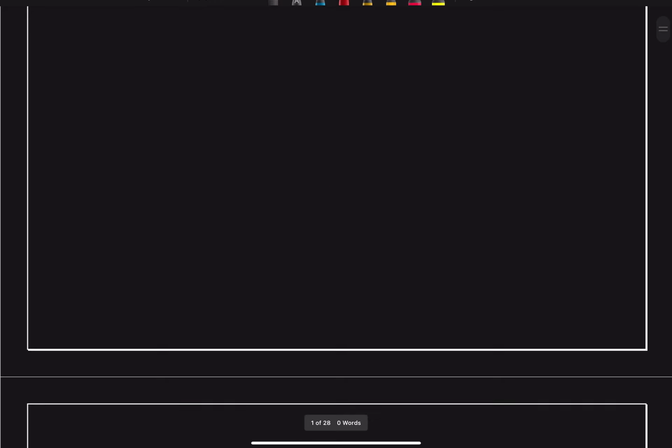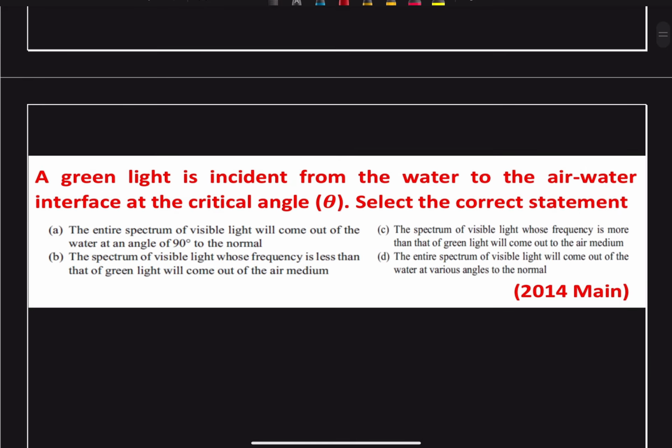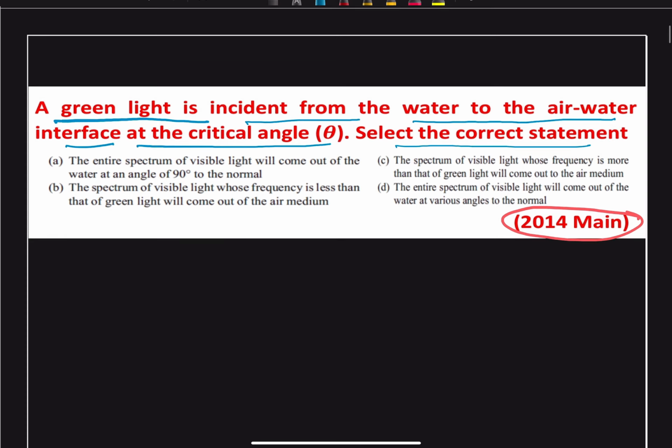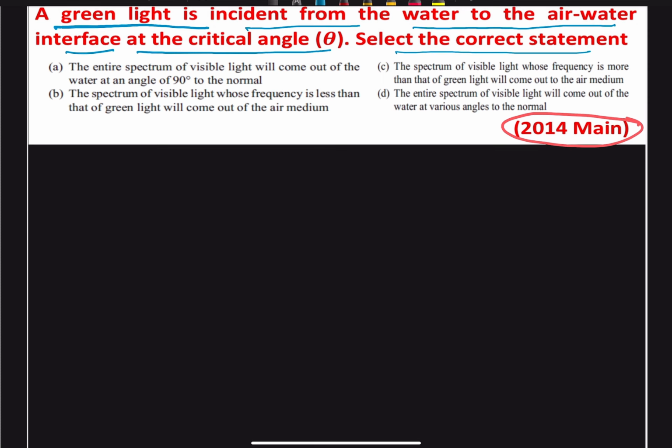So first question, it was asked in 2014 mains, and it states that a green light is incident from the water to the air water interface at the critical angle theta. Select the correct statement. So based on this critical angle of the green light, we have to find out which of the lights as compared to green will be able to come out to the air medium. That is the basic. So here we can just draw an approximate figure for that.